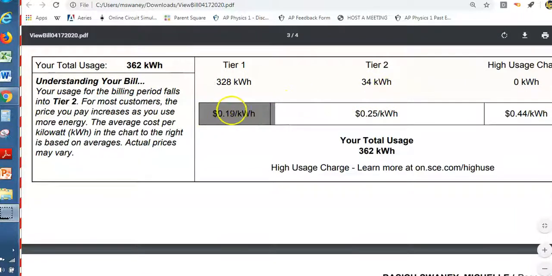So you can see this person used up to this amount, which was 328 kilowatt hours, and paid 19 cents a kilowatt hour for the first 328. And the next 34 kilowatt hours, they paid 25 cents. So if you end up way over here, you're paying more and more. You're paying 25 cents per kilowatt hour, and if you get all the way up here, you're paying 44 cents per kilowatt hour. So they're trying to encourage you to not waste electricity.